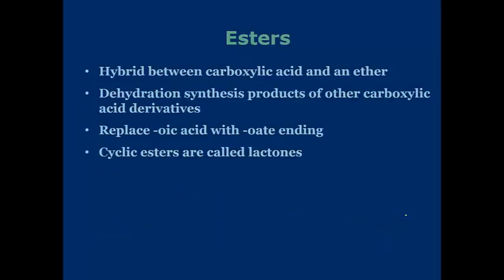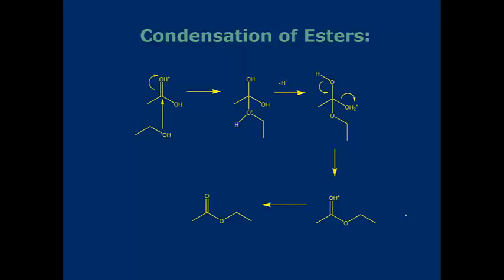Esters are hybrids between carboxylic acids and an ether. The dehydration synthesis product of carboxylic acids and derivatives will result in esters. You replace the -oic acid ending with -oate in these compounds, and cyclic esters are called lactones. Below is a basic condensation reaction of esters.